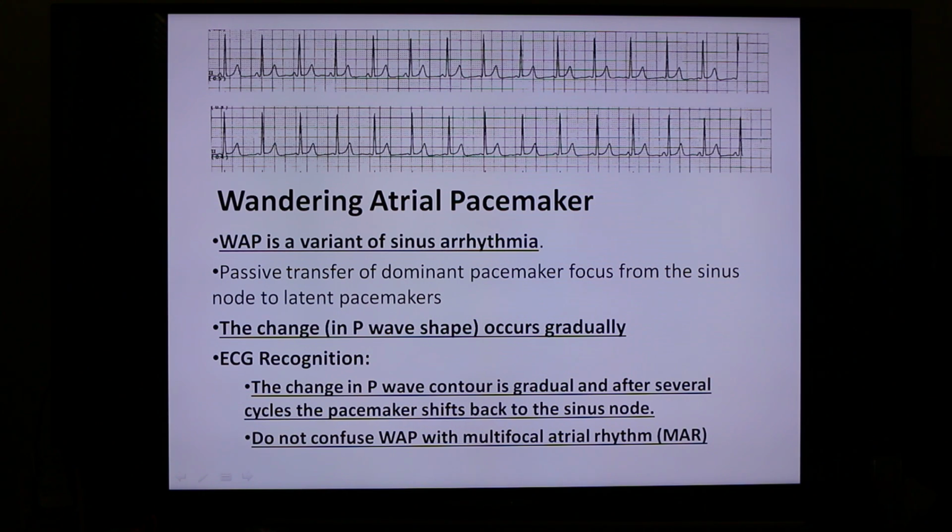Do not confuse WAP with multifocal atrial rhythm. So in this strip, this is wandering atrial pacemaker. These two strips are 10 seconds long in lead 2, seconds apart, and were intentionally printed to illustrate the gradual change of P wave contour or morphology.